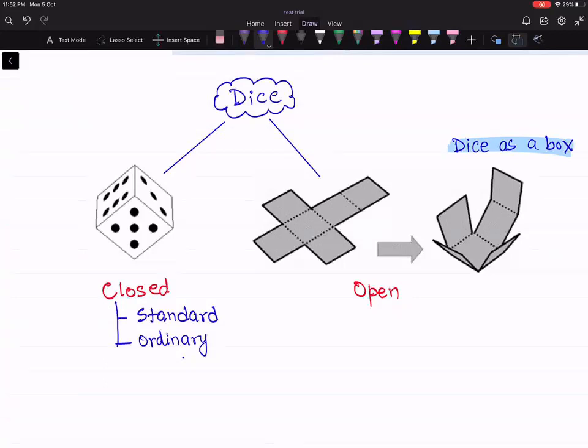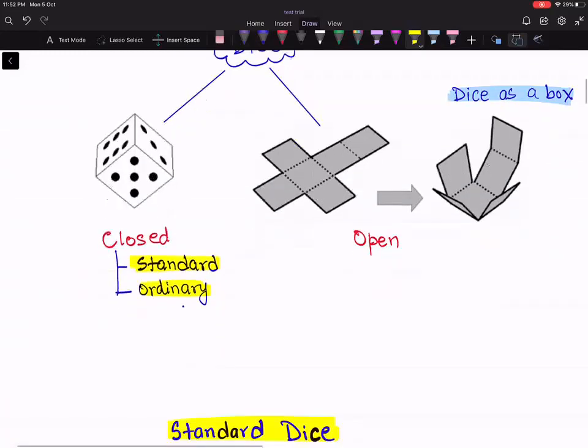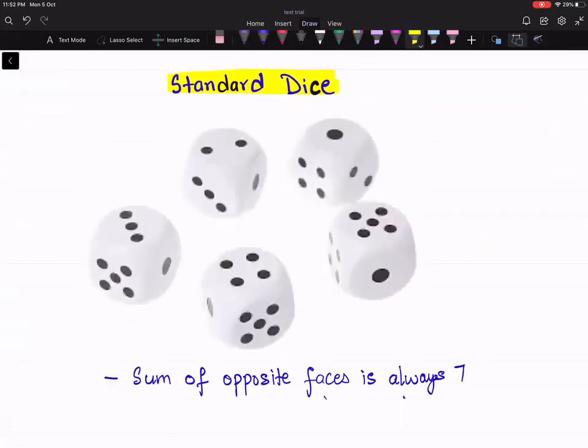Closed dice are of two types: one is a standard dice, another is an ordinary dice. A standard dice is the dice which is available in the market, and its characteristic is that the opposite faces always sum to 7, right? If opposite faces sum to 7, then in the picture given where three faces are shown, their sum can never be 7.